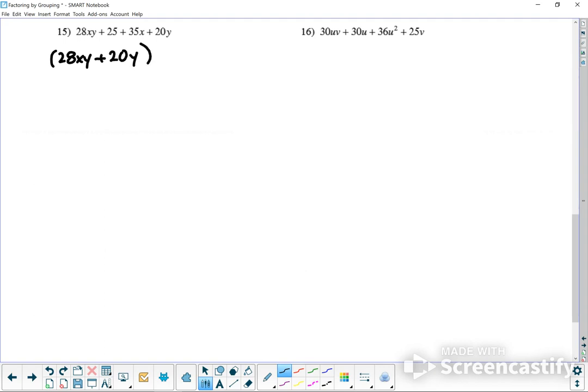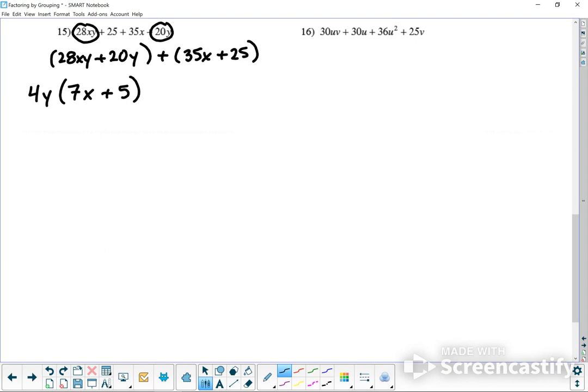Okay, and I can already see this. They both have 4s in common, and they both have y's. So 28 divided by 4 is 7 with x left over. 20y divided by 4y is going to be 5. Okay. Second part. Right now I used a 28xy and I already used a 20y. So second part, I'm actually going to put a 35x in the front, and then put a 25 in the back.